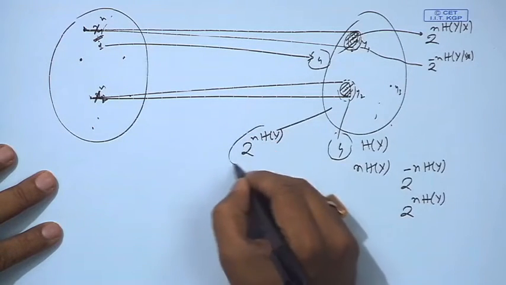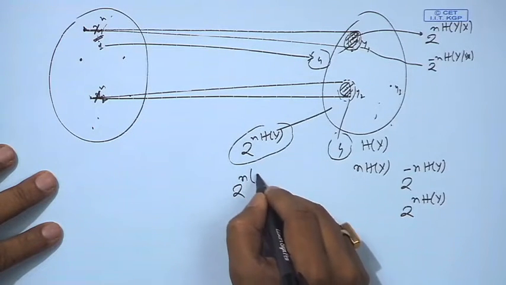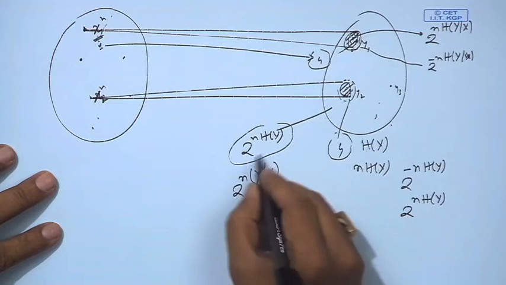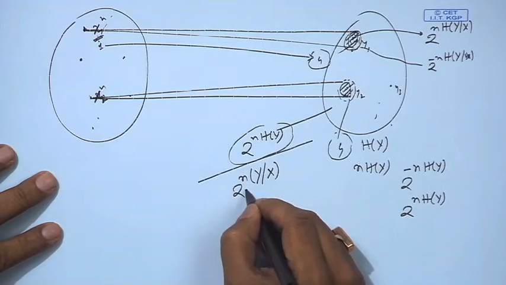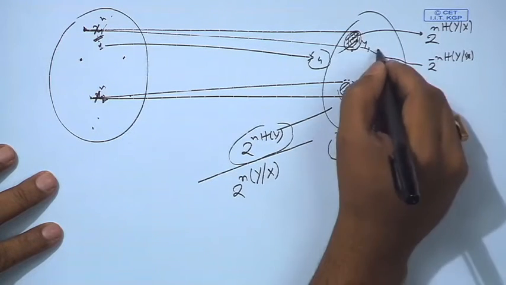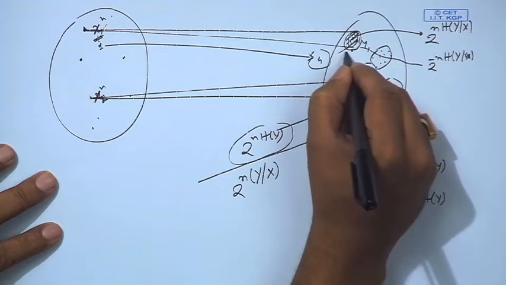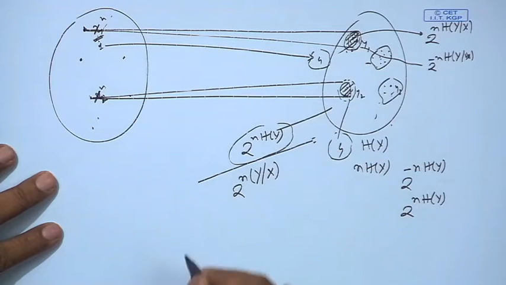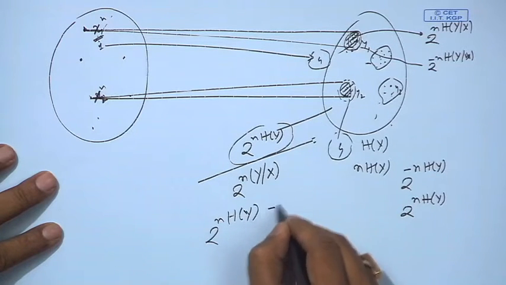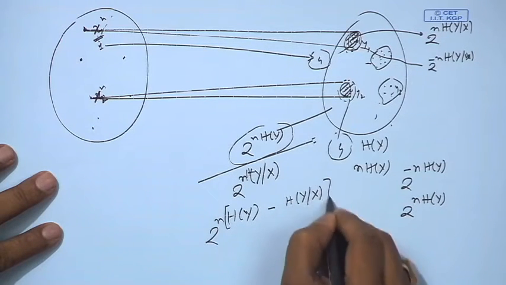So, in total, if there are 2 to the power of nH(Y) typical sequences, and if one particular sequence at the input produces 2 to the power of nH(Y given X) such sequences, we can have 2 to the power of nH(Y) upon 2 to the power of nH(Y given X) different sequences. So, we could have so many such different sequences. This count would be given by this, which is equal to 2 to the power of nH(Y) minus nH(Y given X).